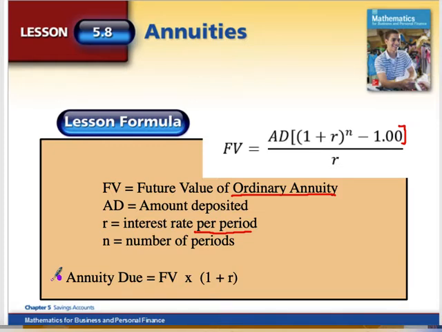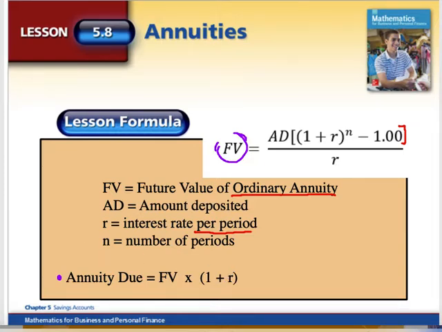Now, if this is an annuity due account, what we have to do is add an extra period of interest in. So we're going to take that future value that we just calculated, and then we're going to multiply it by another period of interest. So that gets multiplied by 1 plus R again. And R again is your annual interest rate divided by how many periods you're going to keep that money in.